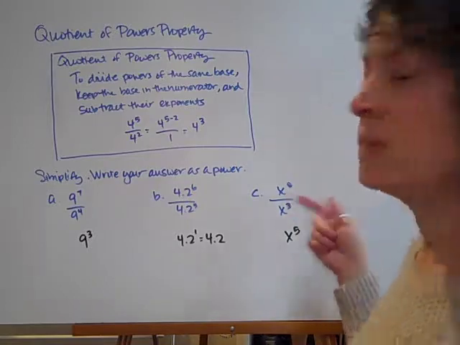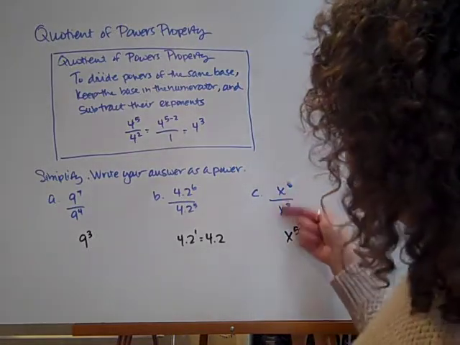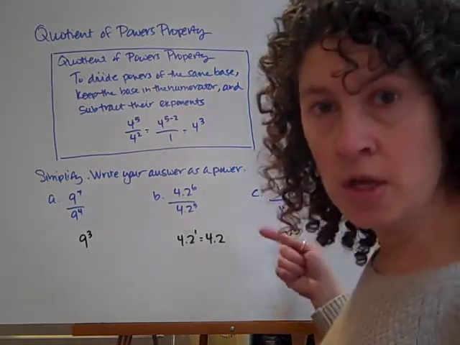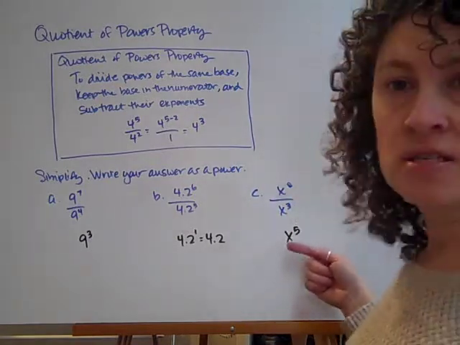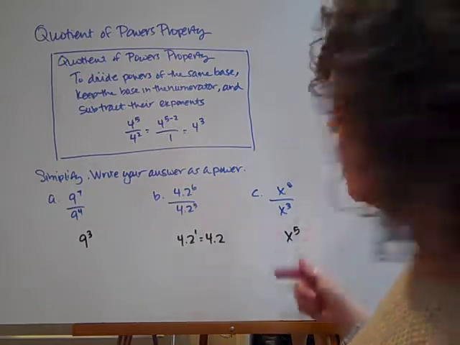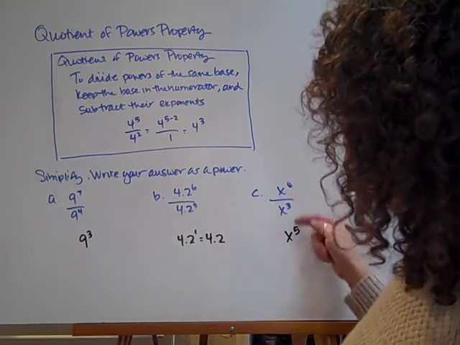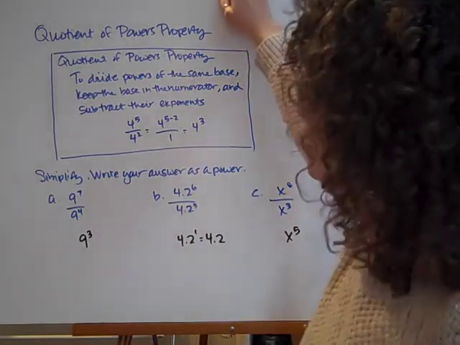And C, x to the 8th power over x to the third power. Again, my bases are the same, so I can use this rule. I'm going to take my base and keep it in the numerator. Again, this is x to the 5th over 1, but we don't write that. And I'm going to do 8 minus 3, which gives me that exponent of 5.